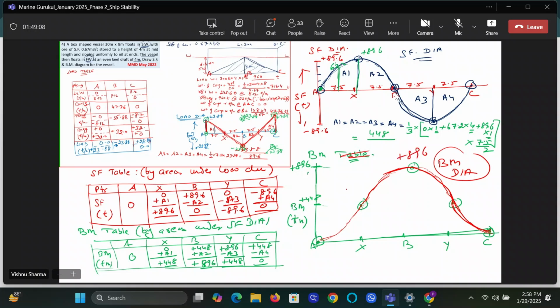Plus 896, plus 448, plus 448. These questions are much simpler actually, because there are only 3 values that you have to work with. And even the graph does not take much time. Is this question clear, beta? Have a good look at it. And if you want to ask anything, let me know.